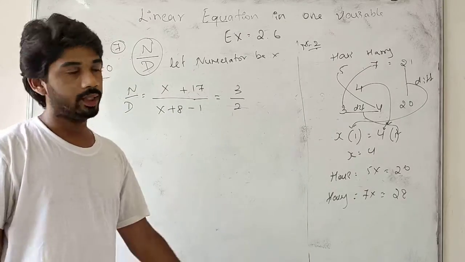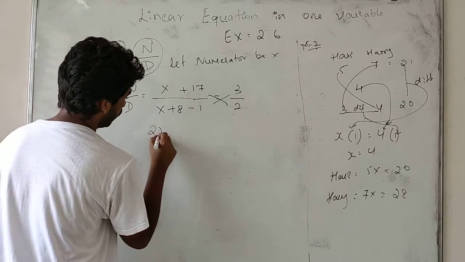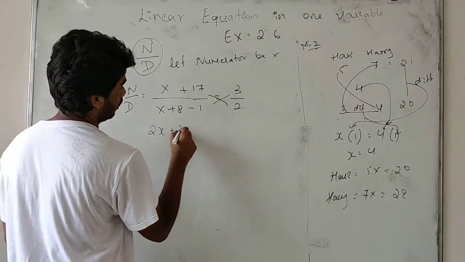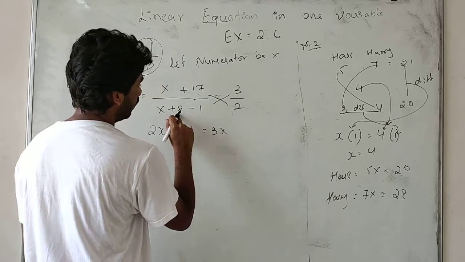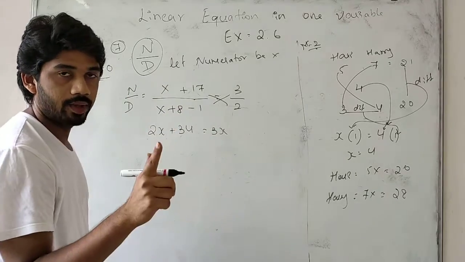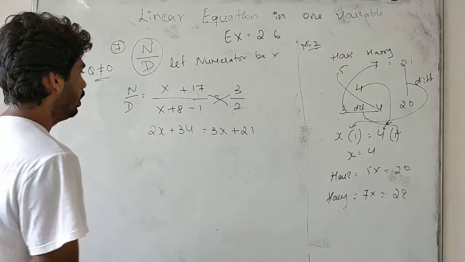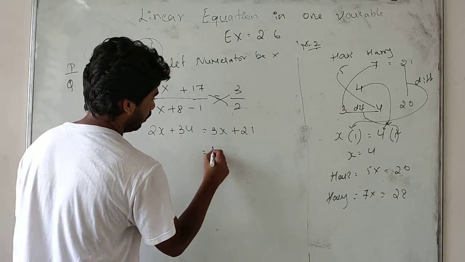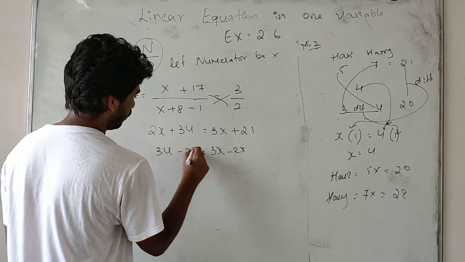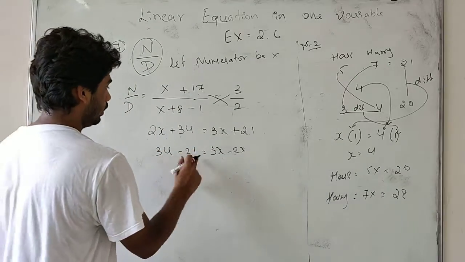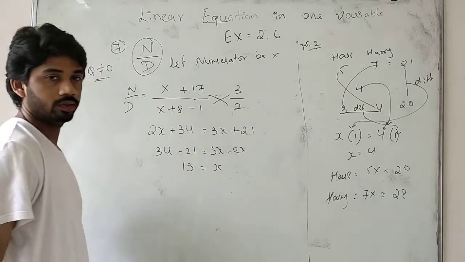So here the quotient will be in this way. Now I will cross multiply it. I will get 2 times (x plus 17) is 2x plus 34, equal to 3 times (x plus 8 minus 1), that is 3 times (x plus 7), which is 3x plus 21. Now shift to the other side: 3x minus 2x equals 34 minus 21. So I will get x is equal to 13.